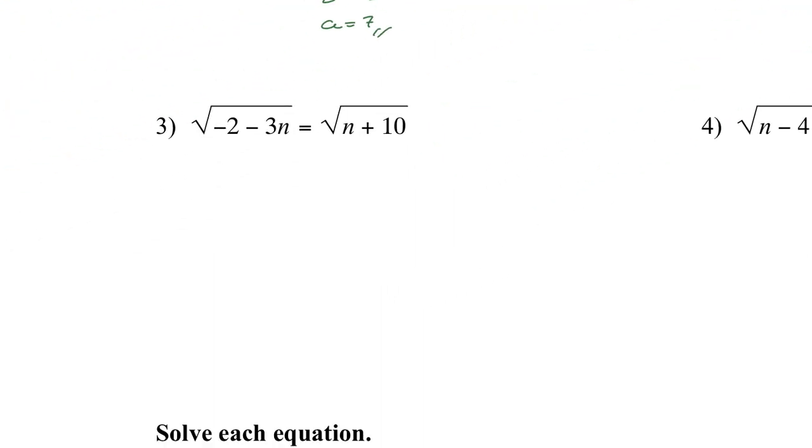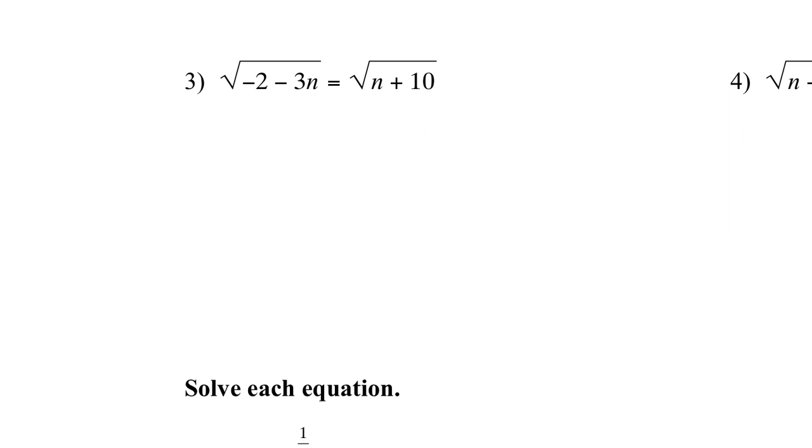Let's see the next one. Here, if I have the same radical on both sides, the only way that this radical equals that radical on the right is if this equals that, right? Either way, we can also square on both sides. So I have negative 2 minus 3n equals n plus 10. Okay? Now I'm just going to solve.